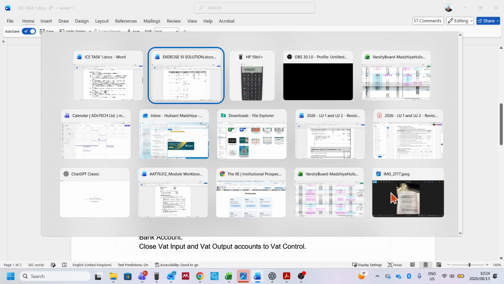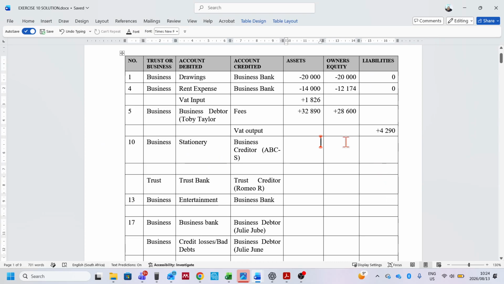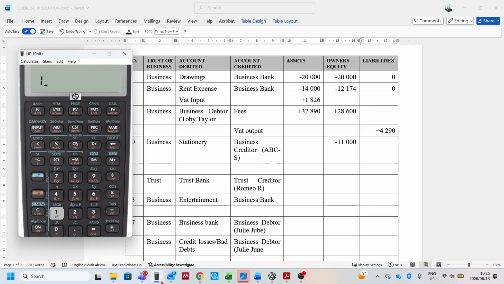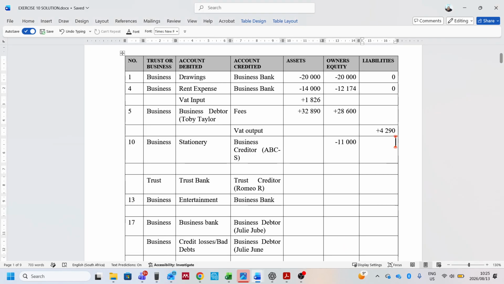So to record this, stationery itself will be recorded at a VAT exclusive amount, which is already provided, which is how much? 11,000. So this has a negative effect on your owner's equity. So we're going to say minus 11,000. The amount that you're going to owe now to ABC Stationers is going to be the VAT inclusive amount. So on your calculators, you're going to say 11,000 multiplied by 1.15. This gives you the VAT inclusive amount, which is 12,650. So over here, you're going to say plus 12,650.